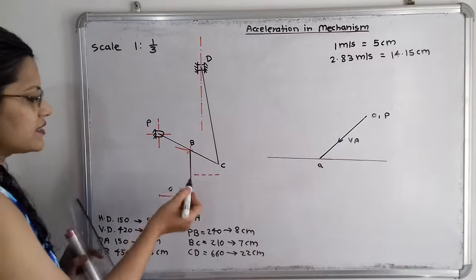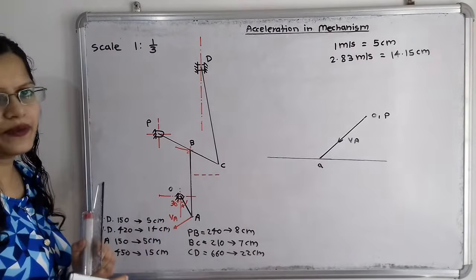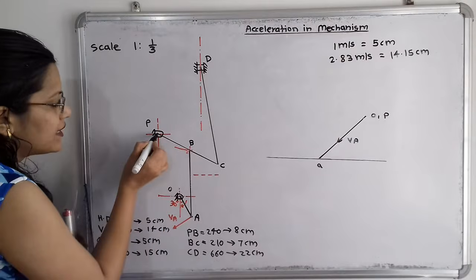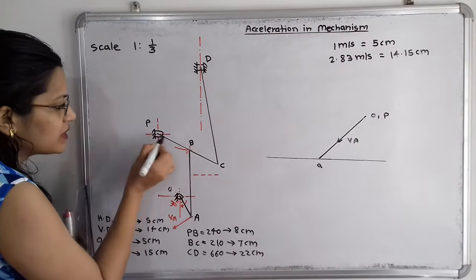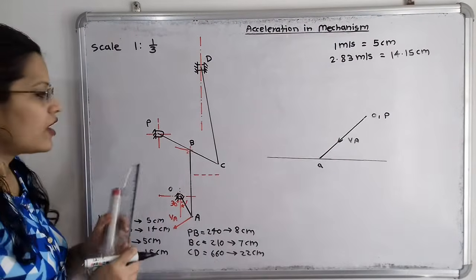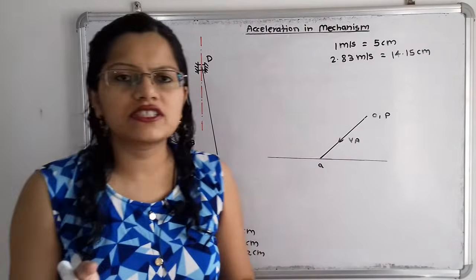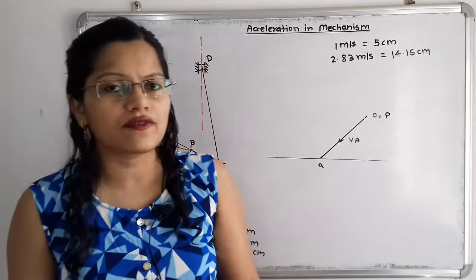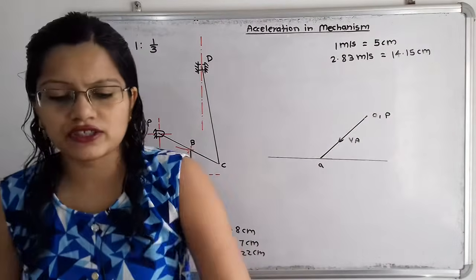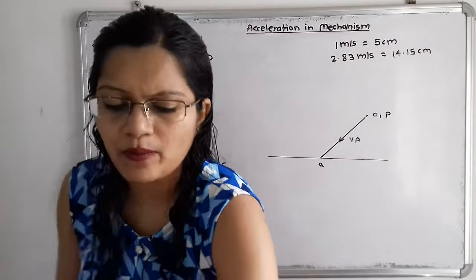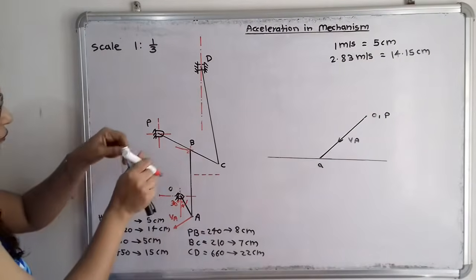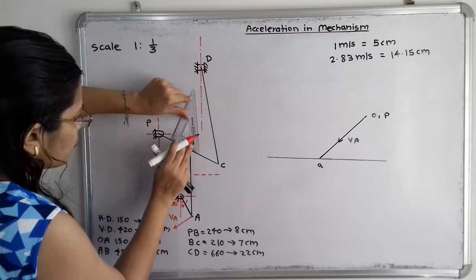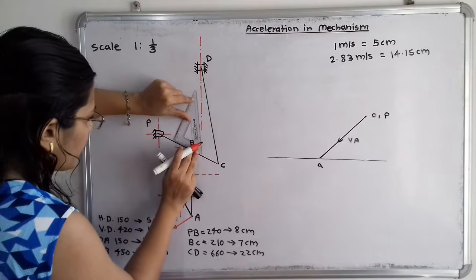Then next is how to locate the point p. If we observe, this point B is again attached to this link PB. So again we will draw the linear velocity for this link PB. We know that the linear velocity is always in the perpendicular direction to the link. So again with the help of the protractor, draw a perpendicular line to this link PB. I will draw it here in the form of dash.